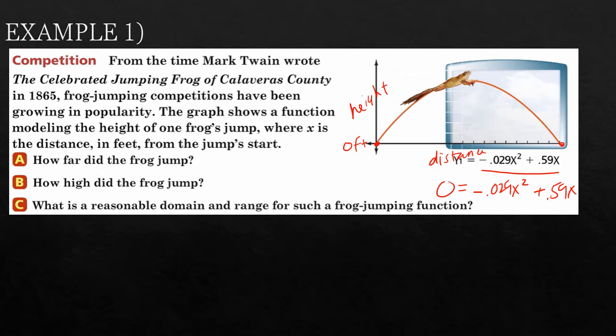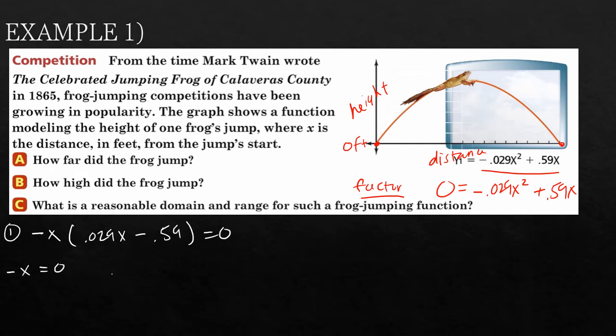Okay, and so to solve this, we're going to do what we did yesterday, which was factor. So we're going to factor and solve. Starting off, I'm going to factor what they have in common. I'm going to factor out a negative x, and that's going to leave me with 29 thousandths x minus 5.9 hundredths equals 0. Okay, I'm going to use the zero product property, and I know that negative x equals 0, and I have 29 thousandths x minus 5.9 hundredths equals 0.